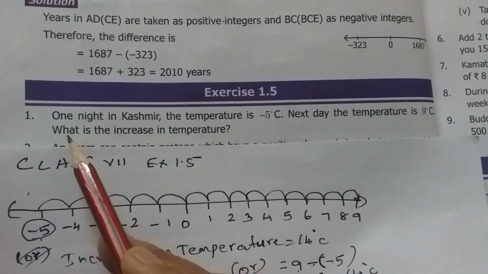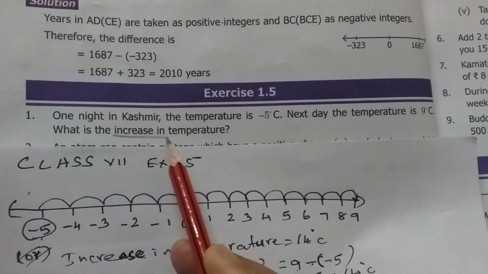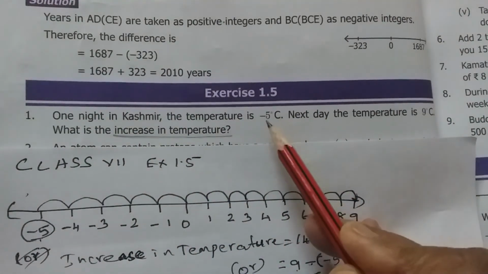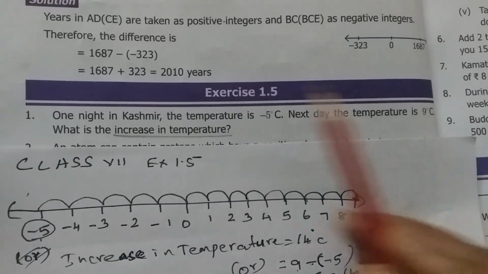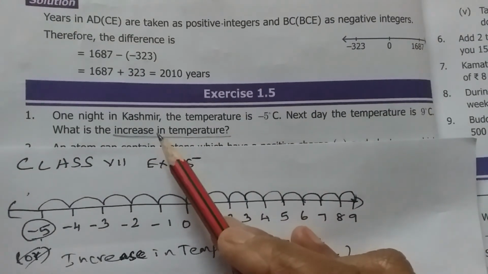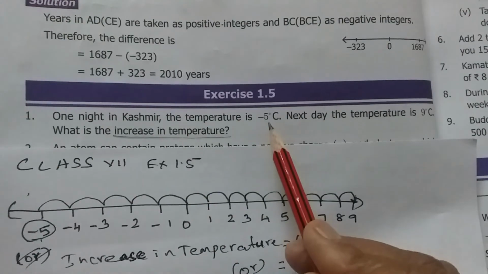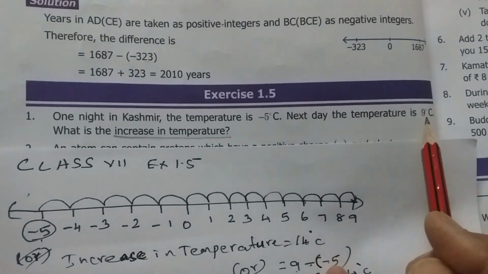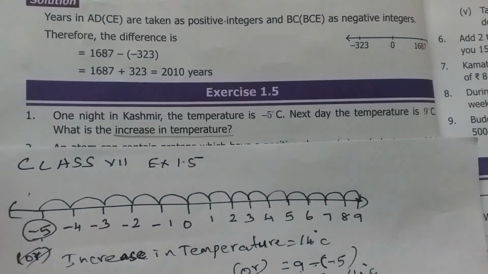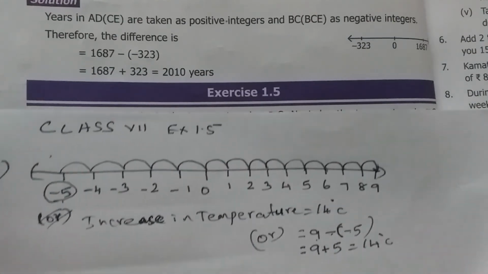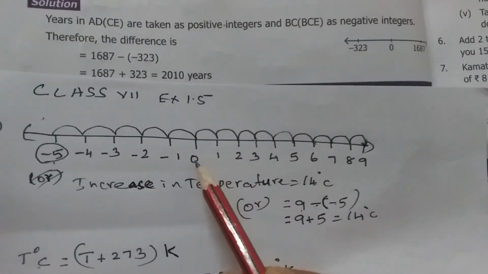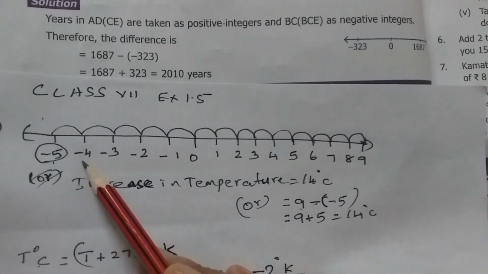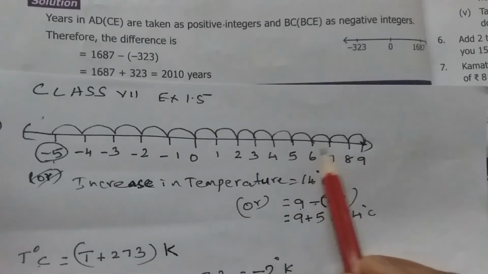And what do we have to find? What is the increase in the temperature? Naturally, we know from negative it has gone to positive, so it has increased. And how many degrees it has increased is the question we have to find. Here, since the numbers are just minus 5 to plus 9, the sum can be done very easily using a number line. So you see the number line, I have drawn a number line, 0 at the center and negative integers on the left hand side and positive integers on the right hand side.